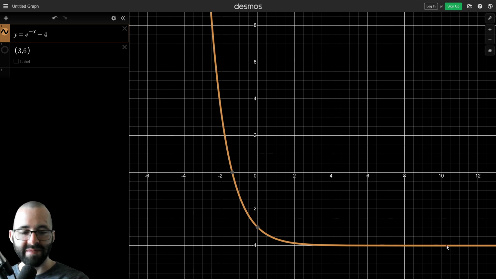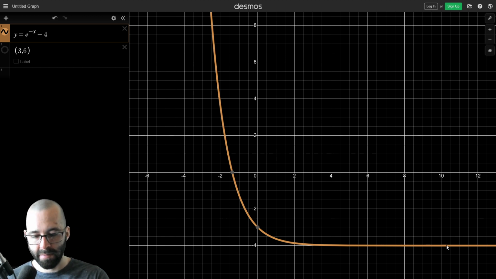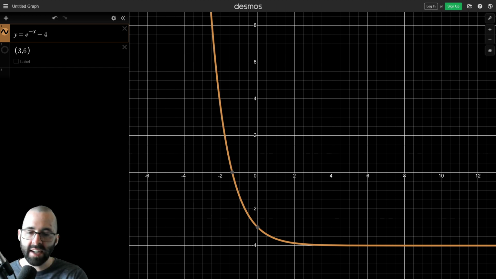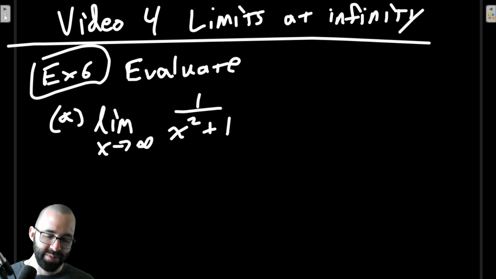Here we go. All right, so let's evaluate some of these limits. Example 6. Evaluate. Part A is the limit as x goes to infinity of 1 divided by x squared plus 1. What happens here? How do we do this without a graph?